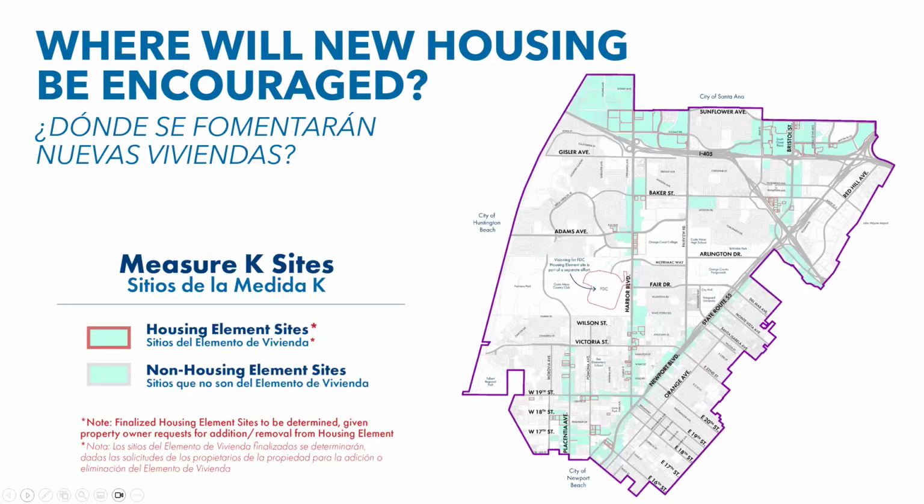This map shows where new housing will be allowed and encouraged. All of the properties shown in a mint color are within the Measure K boundary. This includes our housing element sites, which are outlined in red. The Measure K sites and housing element sites are all on commercial and industrial lands. The city needs to apply new standards to allow housing on those properties. Note that a finalized list of housing element sites is still pending. And for a more detailed view of the map, please visit our project website. Next.